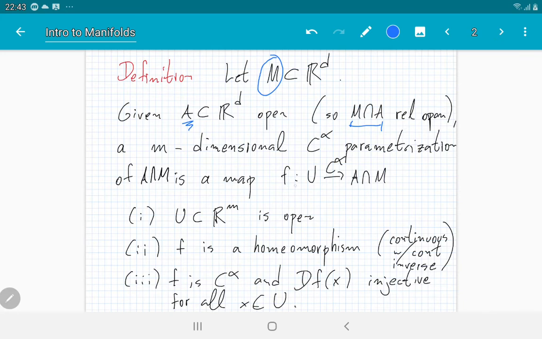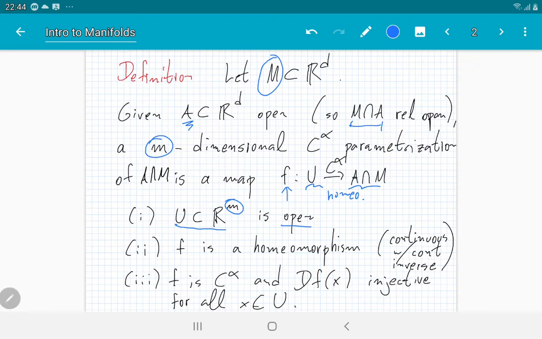And then an m-dimensional C^alpha parameterization of A intersection M is a map from, well, a subset of R^m, right? The same m as here, to this intersection. We want this set to be open because we're going to be talking about differentiability of F. We want F to be a continuous bijection with a continuous inverse, and that's a homeomorphism between these two spaces, U and A intersection M. So we want a continuous function that is a bijection. We want it to have a continuous inverse.